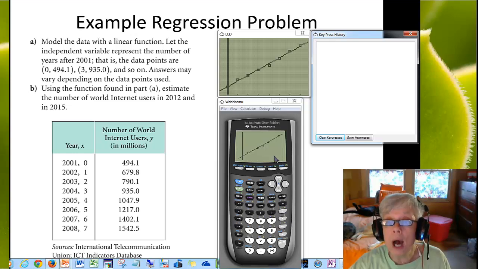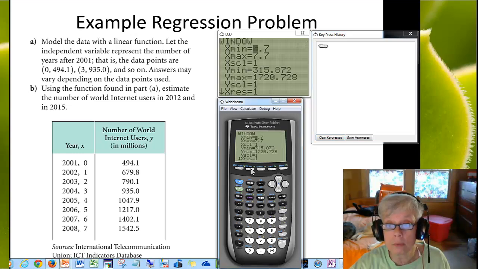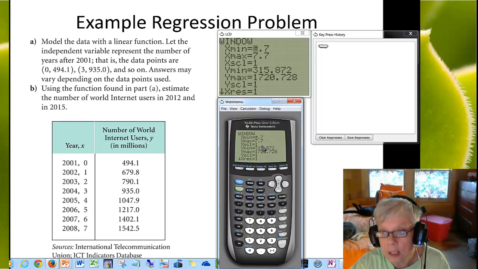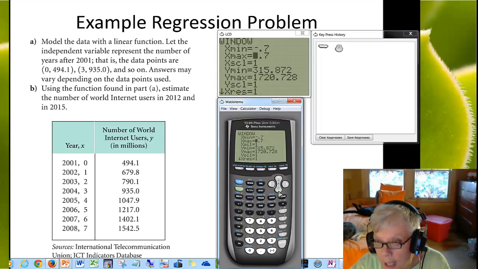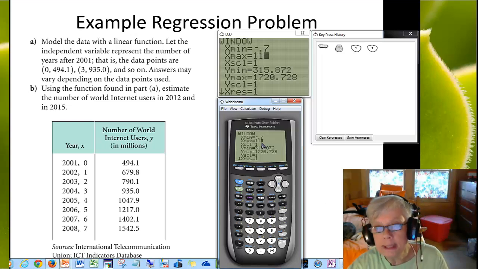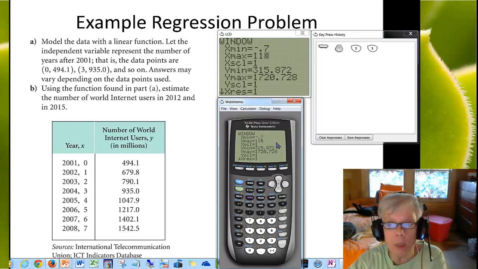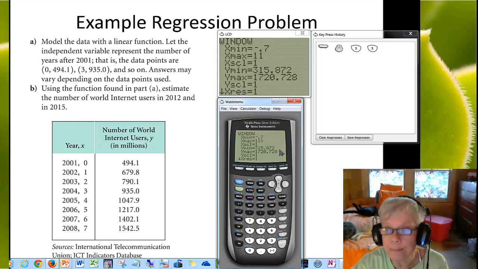All right, so I am going to push the button that says Window. Now, I need my X max to be at least 11, so let's make it 12 so I can see a little bit beyond 11. So I'm going to arrow down, and I'm going to push 11. Notice that the 11 changes the 7.7.